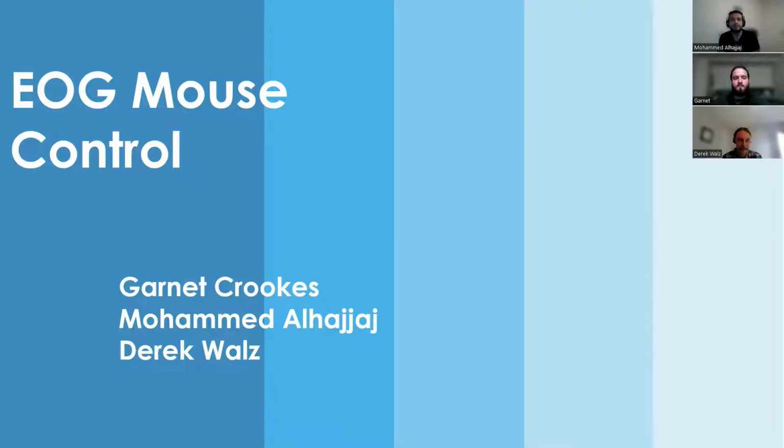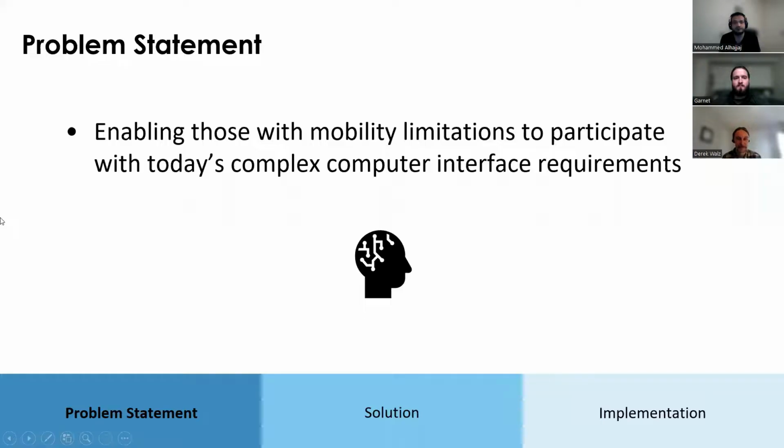We are a group of 3 software engineering master students from U of C here to talk about the EOG mouse control system. The problem we're trying to solve here was how do we enable those with permanent or temporary mobility limitations with very little muscle movement capability to participate in today's complex computer interface requirements. So whether that be the games we play on a day-to-day basis for entertainment, scrolling through the web, all these things we take for granted that we use every day.